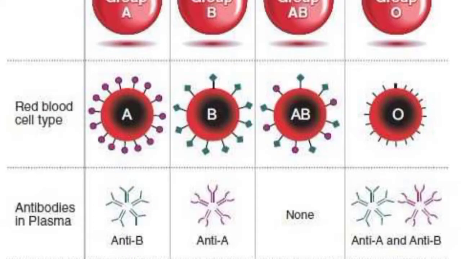So when you receive a blood type that is not yours, your body will stimulate an immune response and it will produce what we call immunoglobulins, which are also commonly referred to as antibodies. If you are blood group A, it will produce anti-B. If you are blood group B, it will produce anti-A. If you are blood group AB, it will produce neither antibody A nor antibody B. But if you are blood group O, your body will produce both antibody A and antibody B.